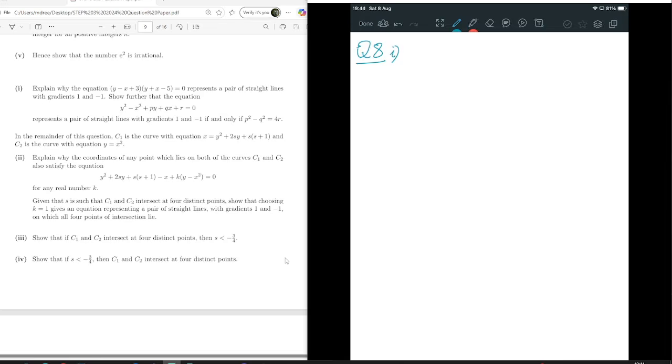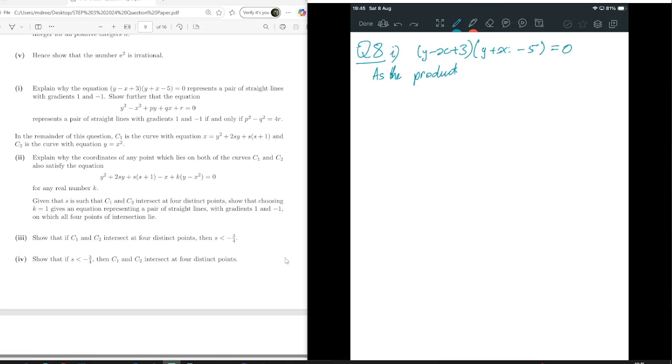8 part I, we have an equation which is written as a double bracket. And we've been asked to say something about what this equation really is. It wants to be shown that it's a pair of straight lines with gradient of plus or minus 1. Well, if you have two things that multiply to 0, one of those things must be 0. And because it's a show that, I'm going to add a bit more detail to my answer.